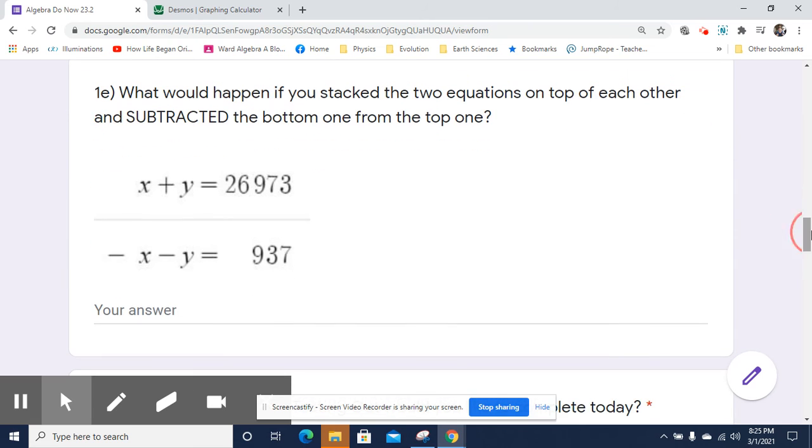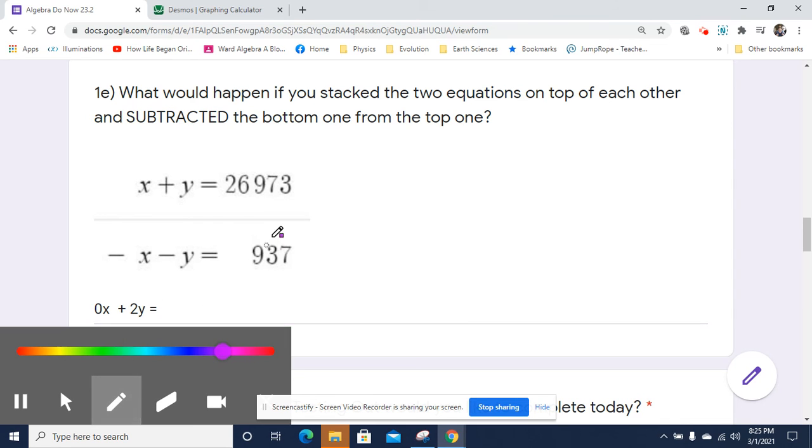What happens if we subtract the equations? I subtract this equation from this equation. So if I do x minus x, I'm going to end up with 0x. And then if I do y minus negative y, I'll end up with 2y, because subtracting a negative is like adding a positive. And then if I subtract 937 from 26,973, well, I'm going to have to do the calculations.